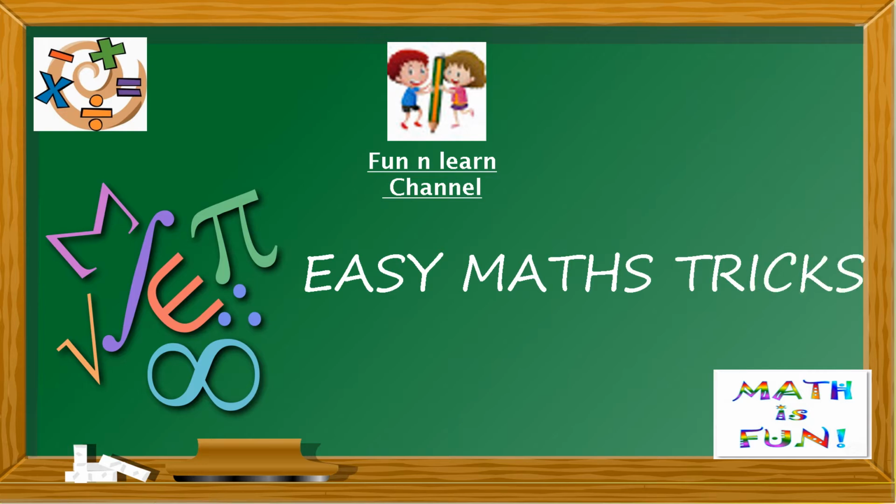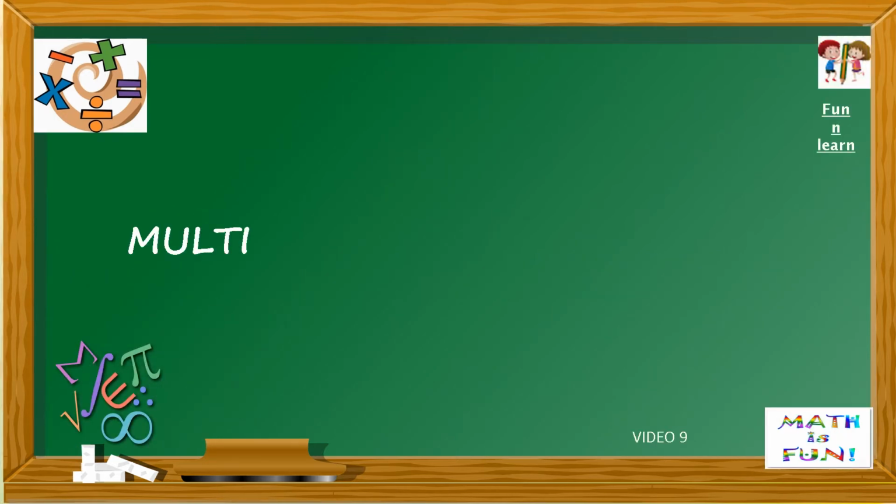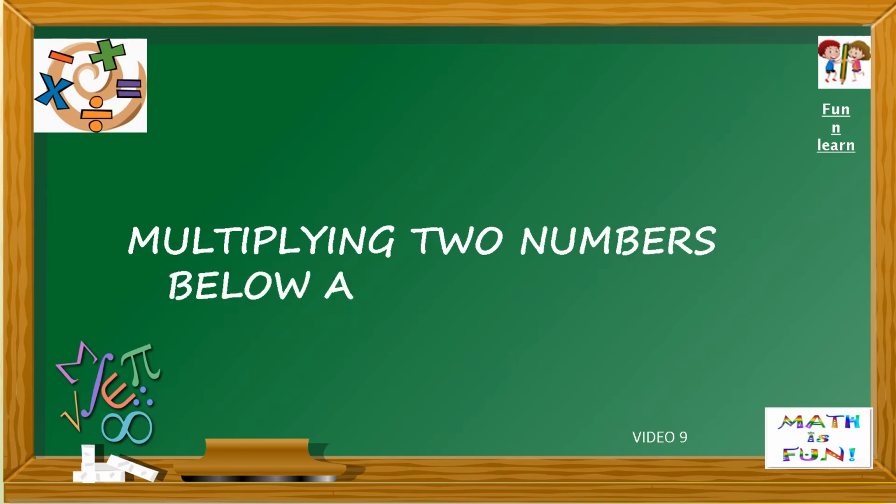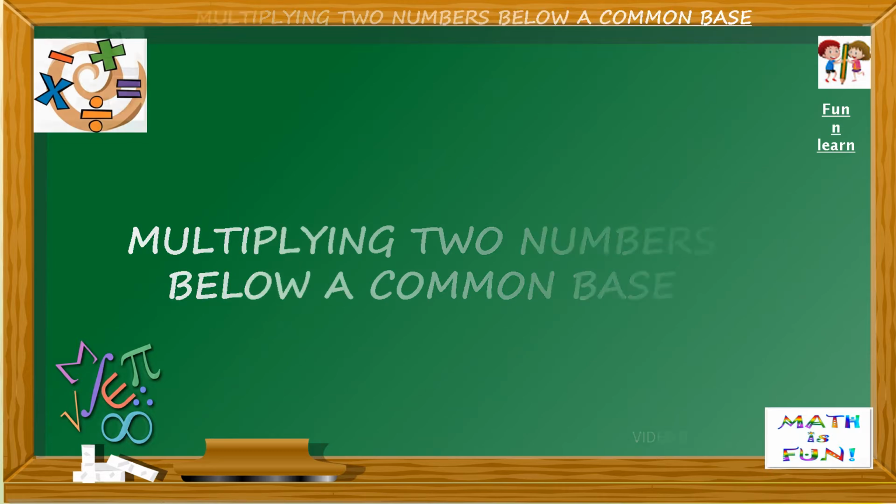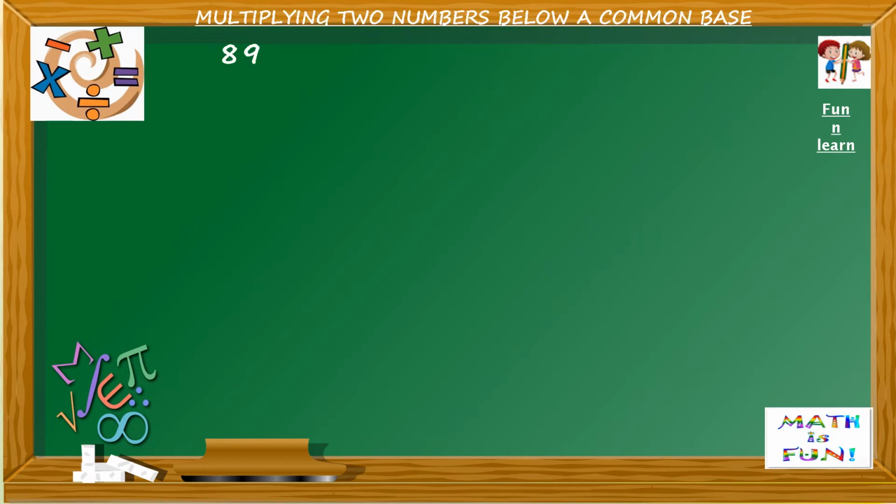So let's start today's magic of maths. In today's video we will try to multiply two numbers below a common base. Let's start with our first example. We have to multiply 89 and 95.